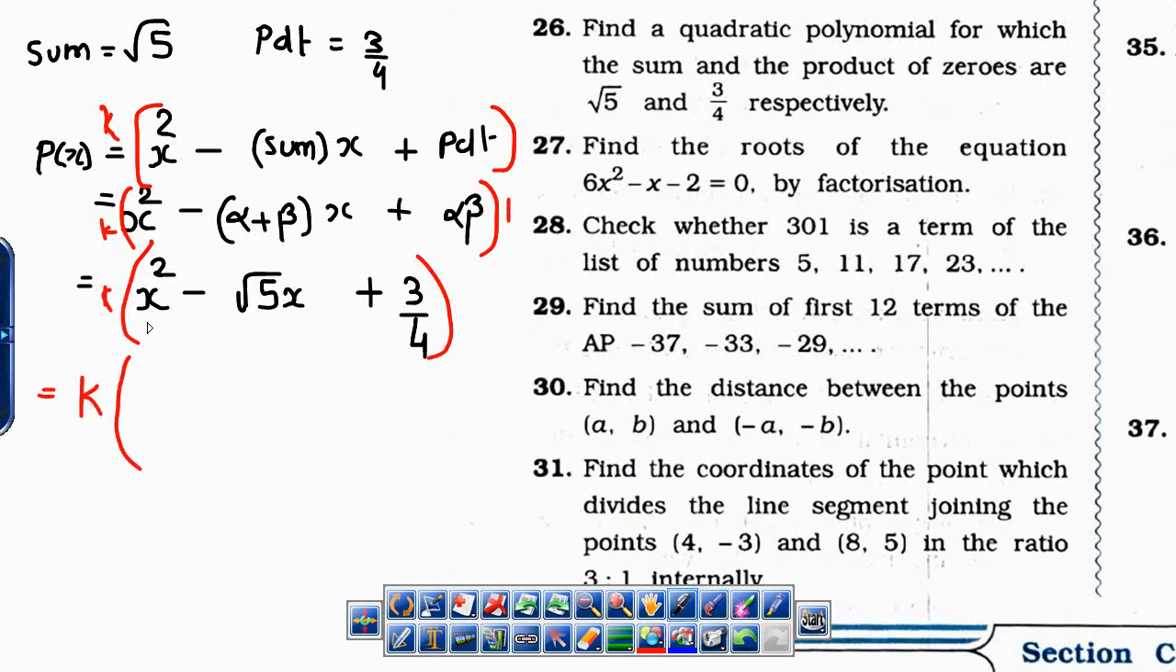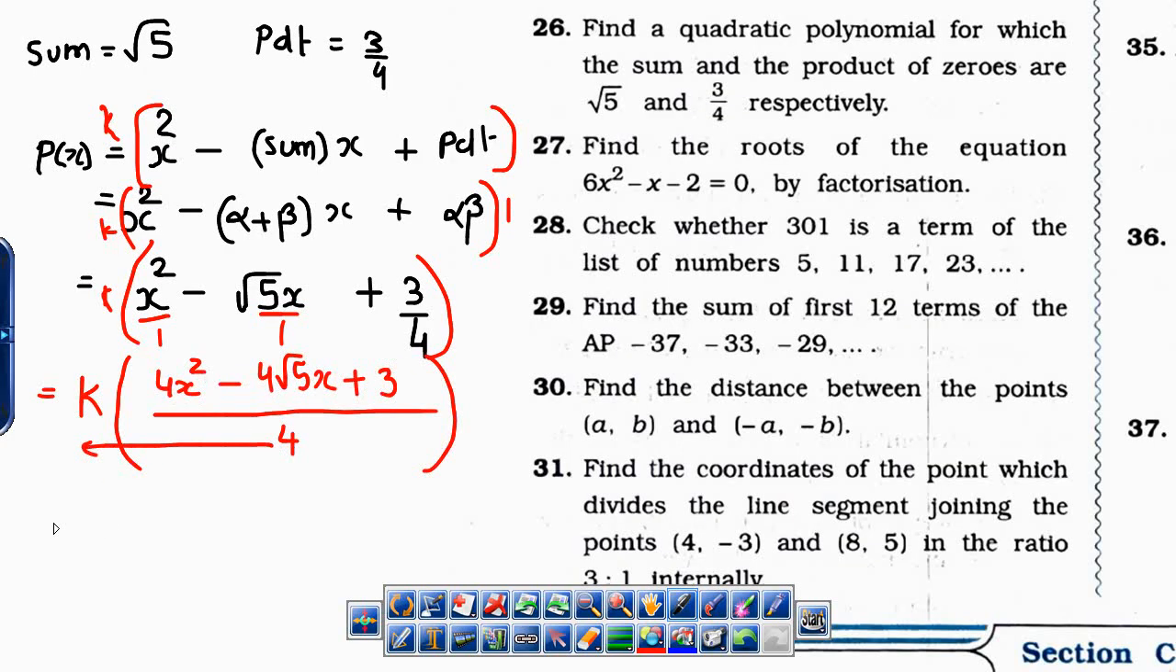LCM लेना पड़ेगा, and LCM of these three terms is 4, so this becomes 4x square minus 4 root 5x plus 3. इस 4 को बाहर push कर दो तो k बन जाएगा k by 4, and the final and the main answer is 4x square minus 4 root 5x plus 3. That is the quadratic polynomial whose sum and product is given.